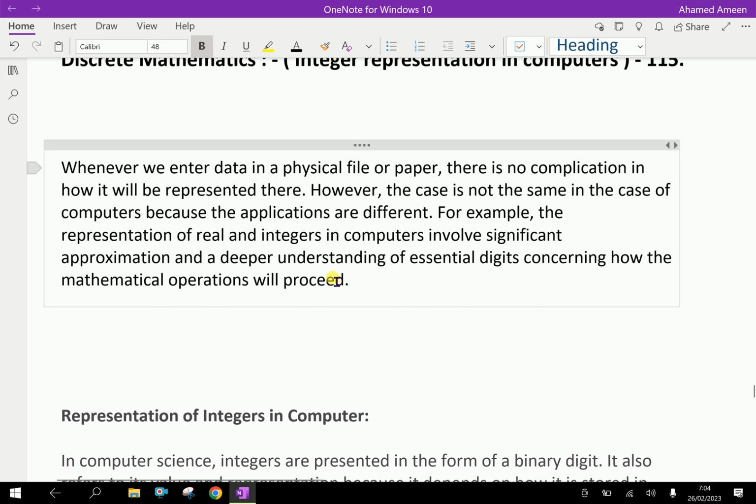For example, the representation of reals and integers in computers involves significant approximation and a deeper understanding of essential digits concerning how the mathematical operation will proceed. Simply, we are entering buttons in the computer, some numbers and letters, but its process is very big in the computer, yet it is very fast and accurate.